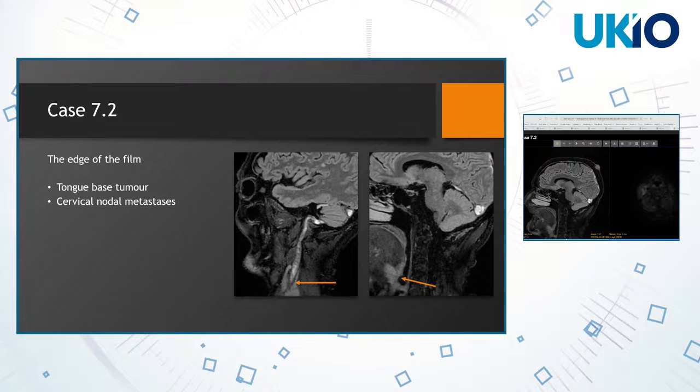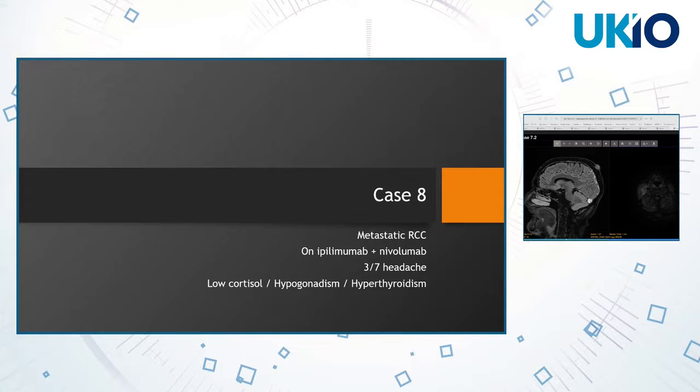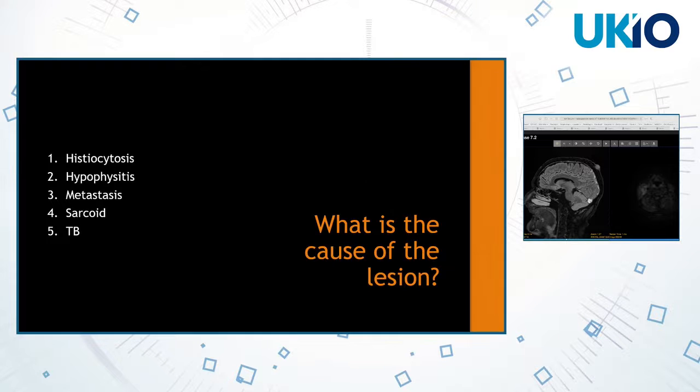Okay, great. So this is our last case. This is a fairly quick one. Patients with metastatic renal cell cancer. They're on immunotherapy for it, and I won't try and pronounce those because I always trip up. And they presented with 3 days of headache and then some hypopituitary type symptoms. So they've had a pituitary MRI, and the question is, what do you think is going on here?